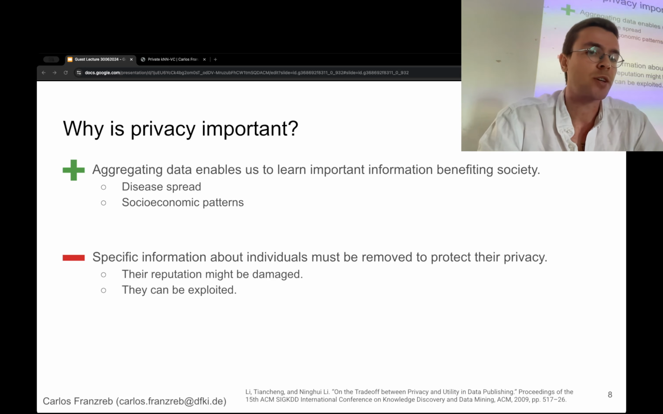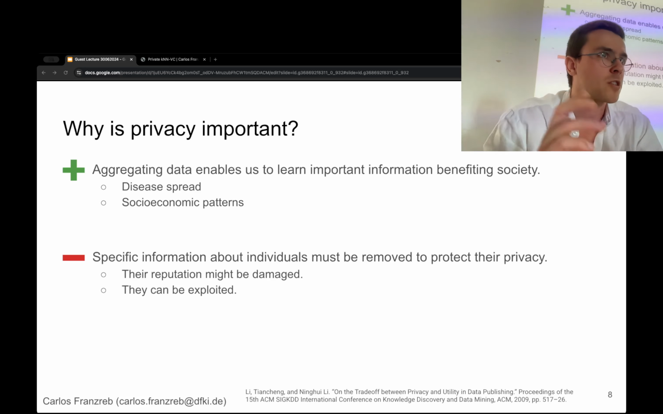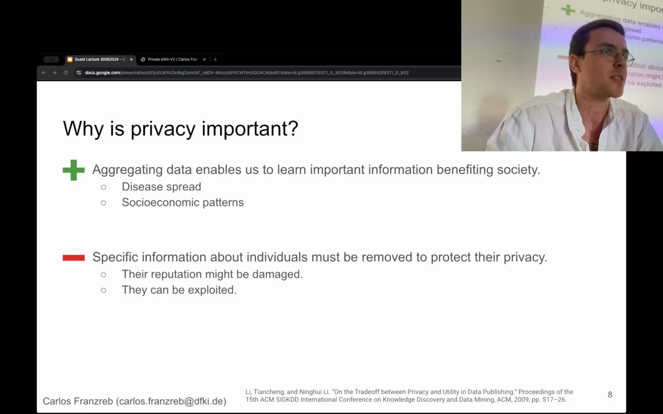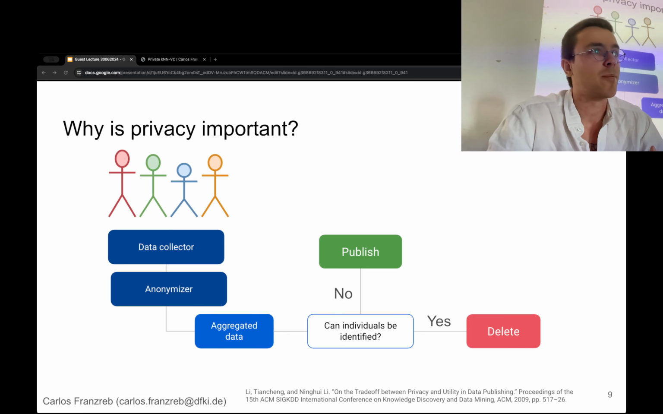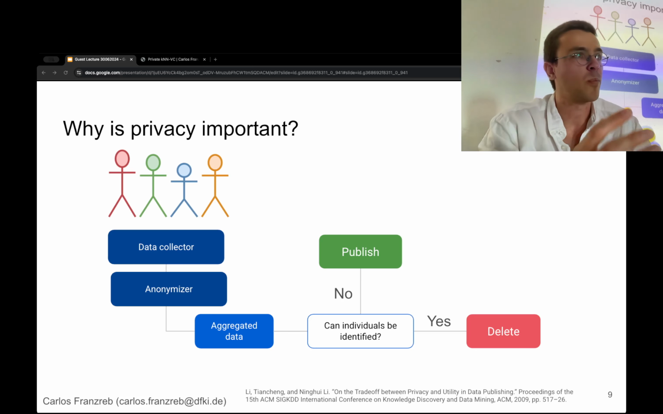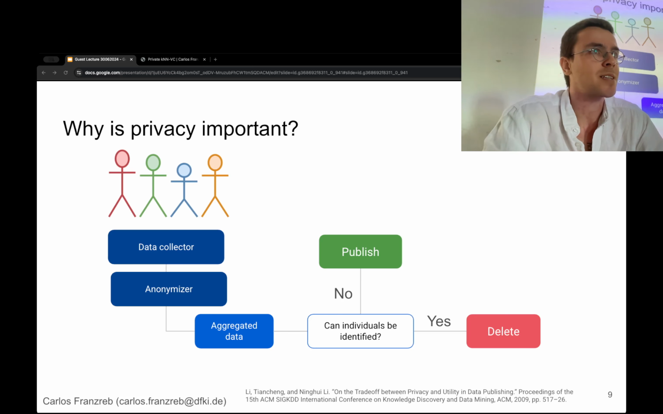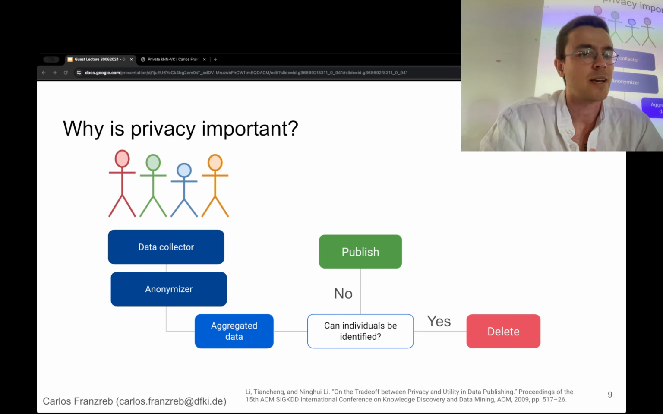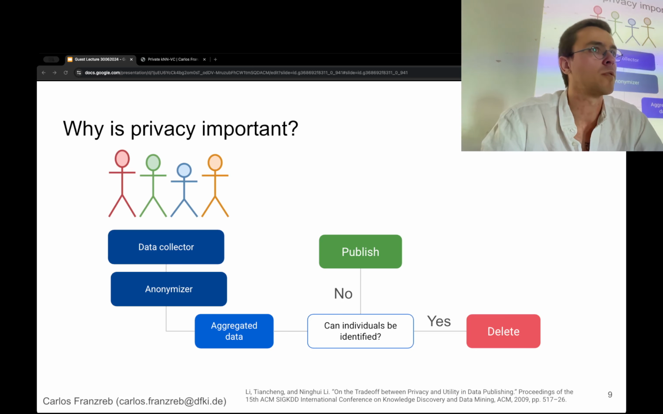Because as we've seen, their reputation can be damaged, there can be defamation done against them, and this information could also be exploited, for example, for targeted advertisement and so forth. So how can you imagine such a privacy-preserving approach working? You have some population where you're gathering data from. This data is then anonymized and aggregated, and then you have to assess in some way whether this data is properly anonymized or not. The way you do that is whether individuals can be identified from it or not. And based on that evaluation, you can decide whether this data is suitable for being published or not.